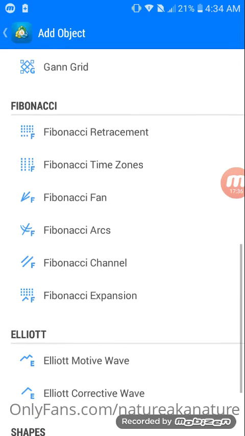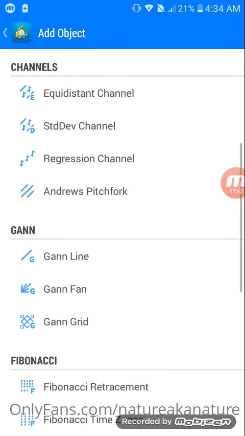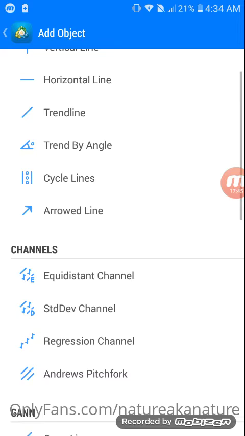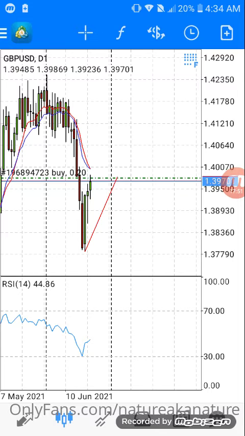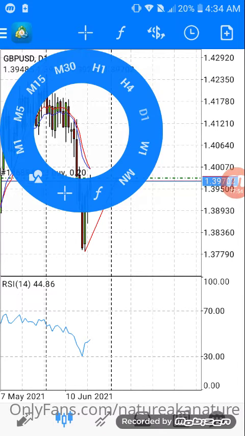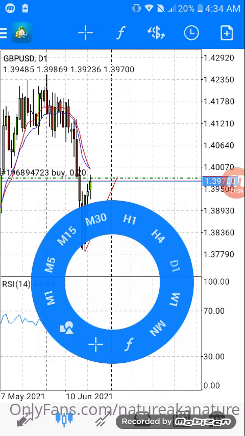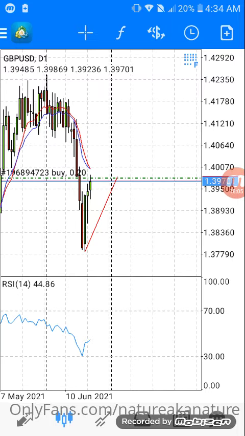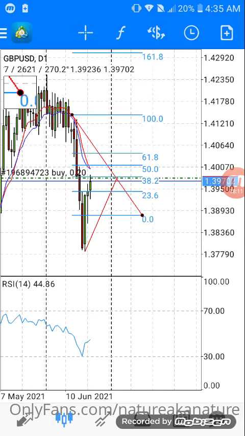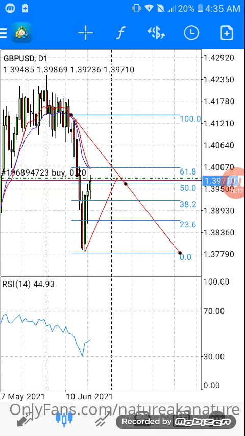Fibonacci. They have all things on here. Fibonacci. You can draw rectangles. All types of things on here. Trend line, horizontal line. So let's do Fibonacci retracement real fast. Fibonacci retracement. Yes, here you go. Boom, from the swing high to the swing low.